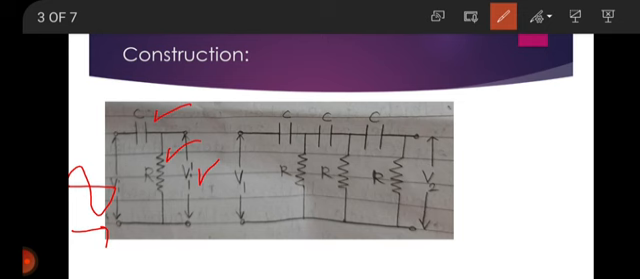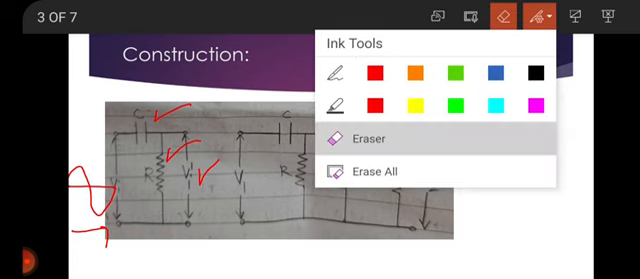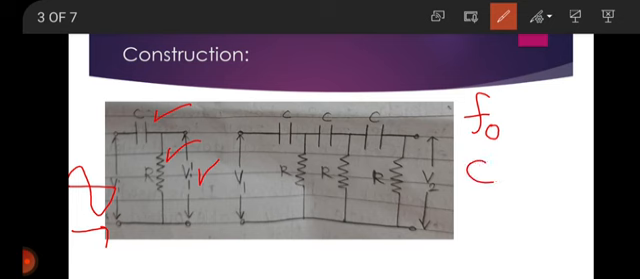This is a phase shift ladder network. The values of R and C are so selected that for a frequency f0, phi is equal to 60 degrees. Phi is equal to 60 degrees.